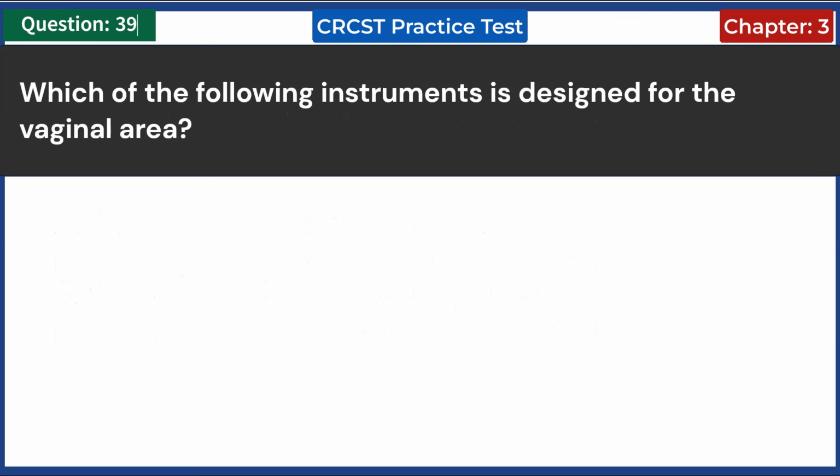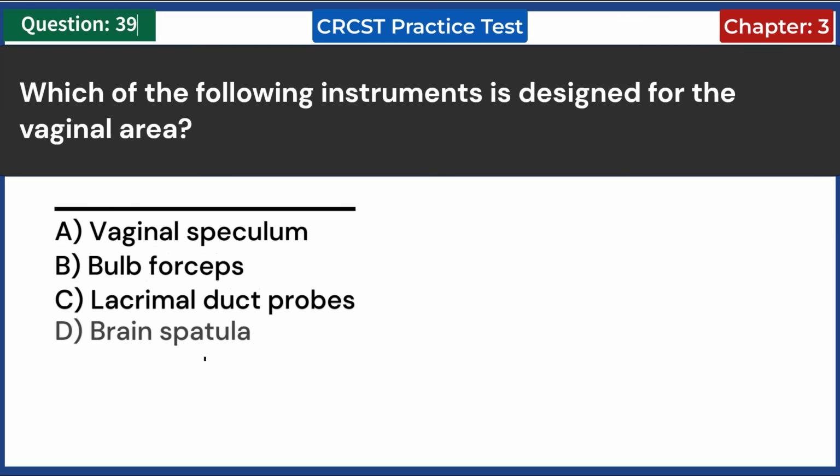Which of the following instruments is designed for the vaginal area? A. Vaginal speculum. B. Bulb forceps. C. Lacrimal duct probes. D. Brain spatula. Answer: A. Vaginal speculum.